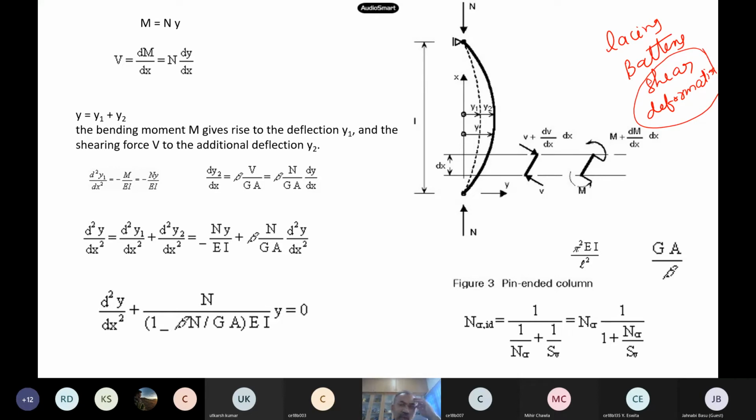So that pi square EI by L square, whatever we have studied until now, is not applicable for lacing and batten columns, because we have not included shear in our calculations. I think all of you know this Euler-Bernoulli beam theory says M is equal to EI d square y by dx square. You remember the basic assumptions behind this formula?